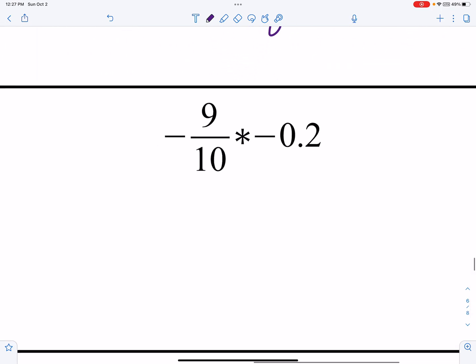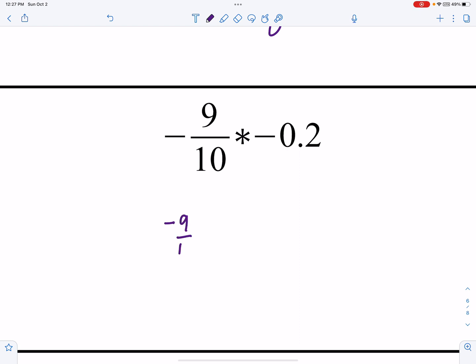Okay, number 6, I'm going to look and see if I want to turn 9/10 into a decimal. So I could do that, or I could turn the 2/10 into a fraction. Okay, either way, both are fine. I'm going to go ahead and just turn the 2/10 into a fraction because I actually like multiplying fractions better than setting up all the decimal stuff and moving decimals and things like that. So let's go ahead and rewrite this.